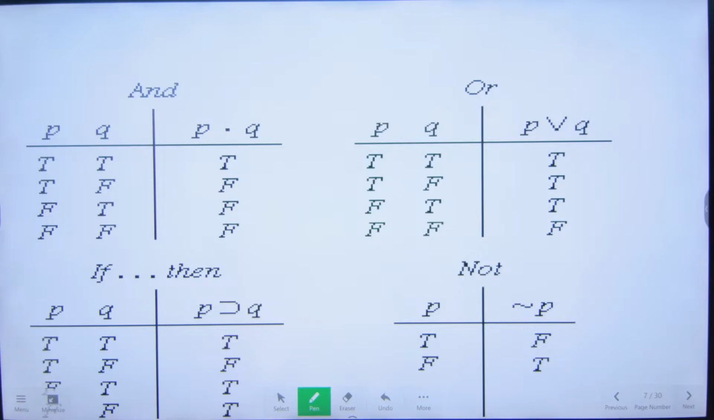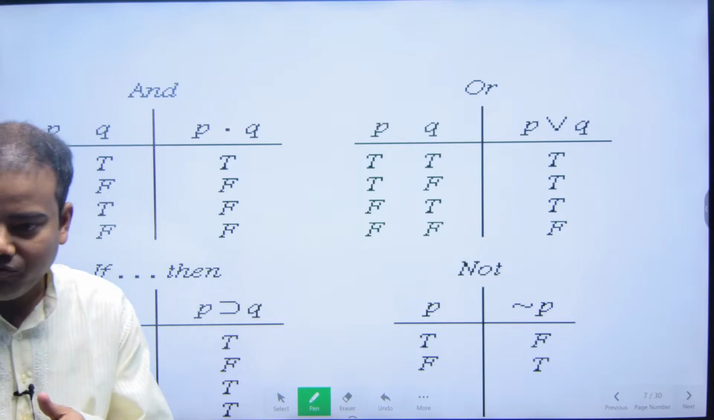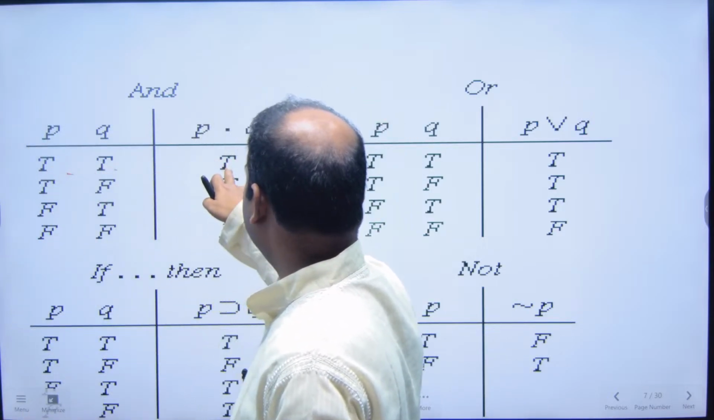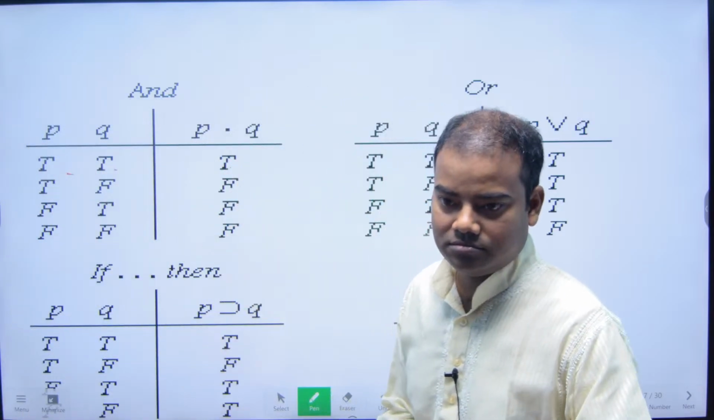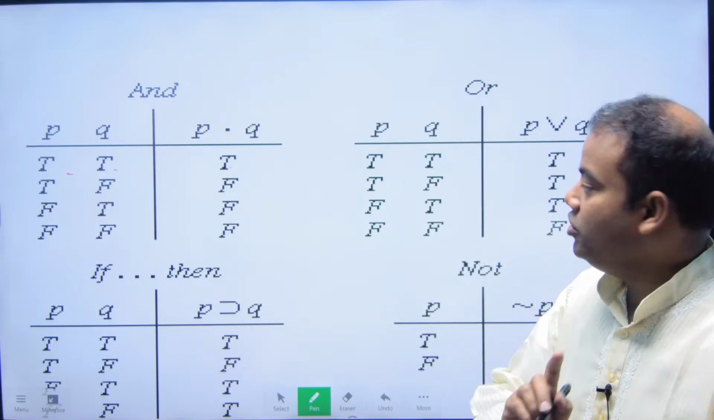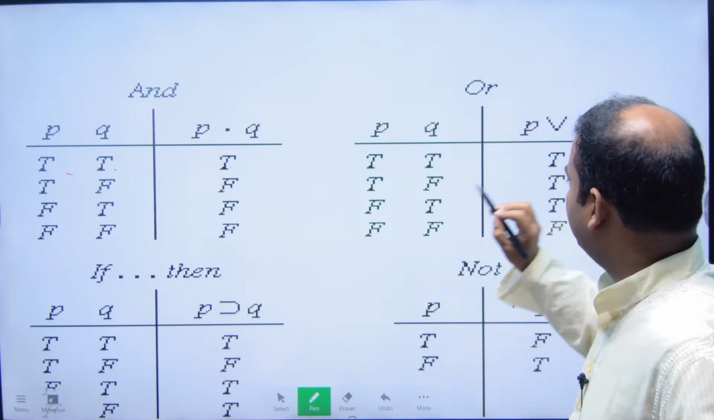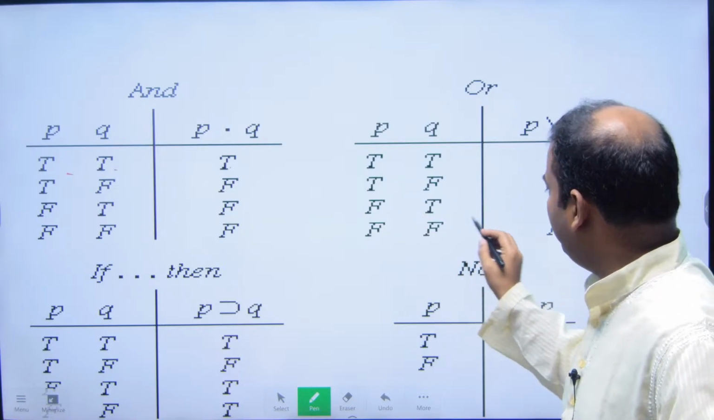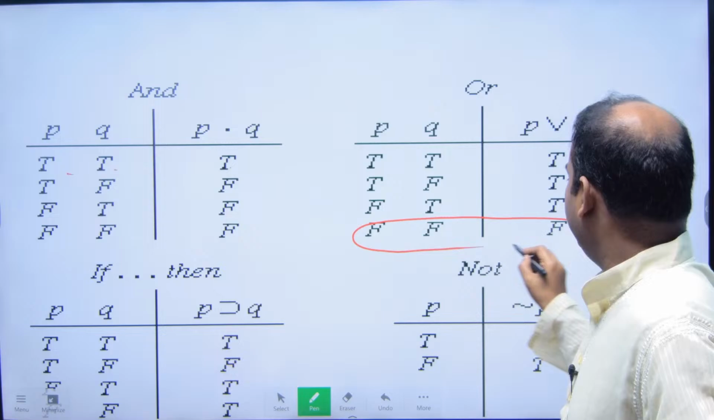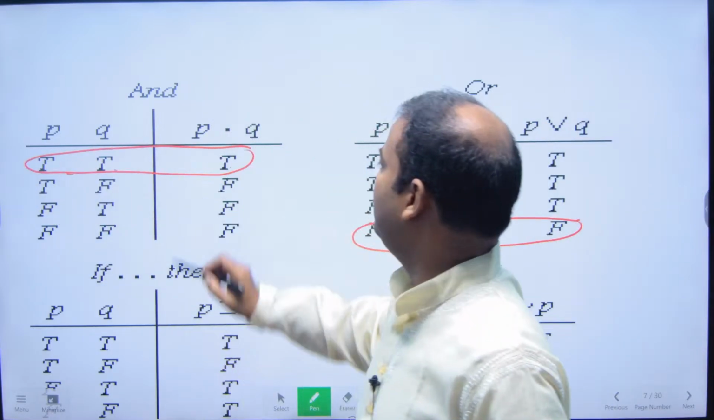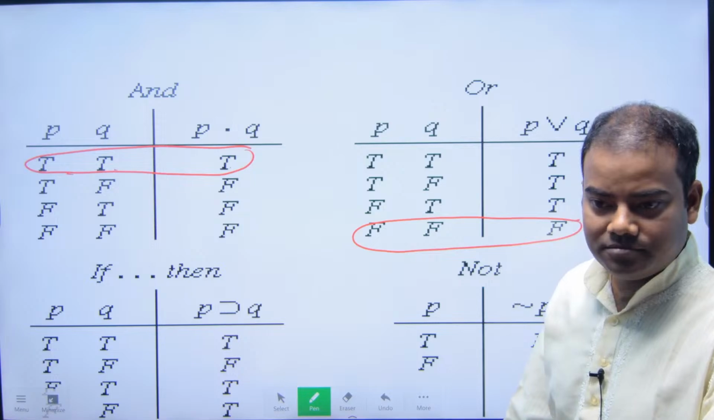And what is and? When both of them are true, then that is true. So if both are true, then that is true, otherwise everything is false. Or: one of them must be true. So this is true, so that's why true. This is true, true, and this is true, so this is true. When both are false, here it is this, and when both are true, then this is. So and or is clear.